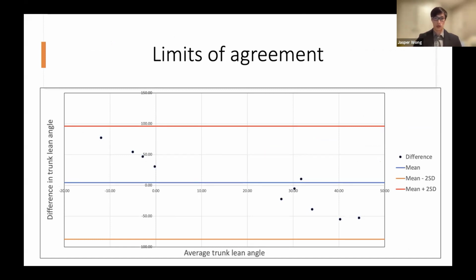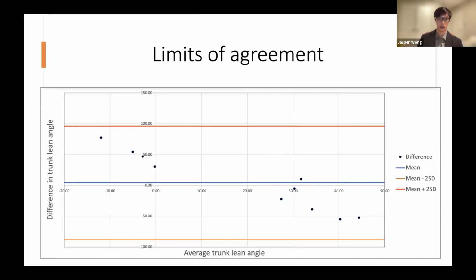To illustrate this variability, we ended up doing a Bland-Altman plot, which measures the degree of agreement between two different methods of measurement. Here we've got the difference in trunk lean angle between the two systems on the y-axis, and the mean trunk lean angle on the x-axis. The blue line in the middle represents the mean difference in trunk lean angle, and the upper and bottom lines represent the limits of agreement, which is calculated as the mean difference plus or minus 2 standard deviations. Usually when all the differences are within the limits of agreement, the agreement between the two systems would be acceptable, or both of their measures are quite similar.